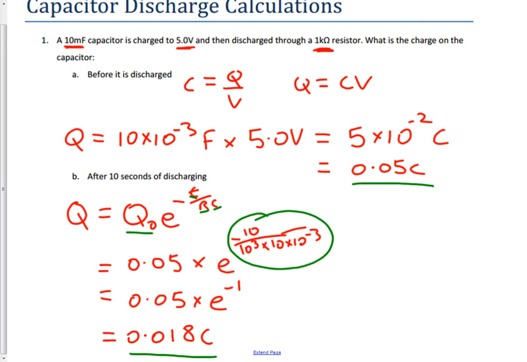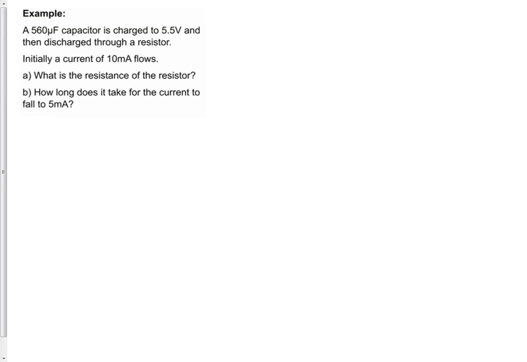Now the other one, which was the example I gave at the end of the video, is less straightforward. So let's take a look at it. Okay, so a 560 microfarad capacitor is charged to 5.5 volts and then discharged through a resistor. Initially a current of 10 milliamps flows. What is the resistance of the resistor? Well, for resistors we can use V equals IR, therefore R equals V over I.